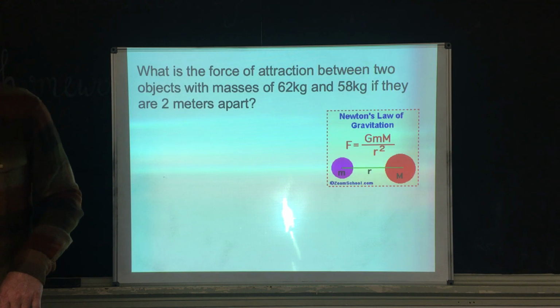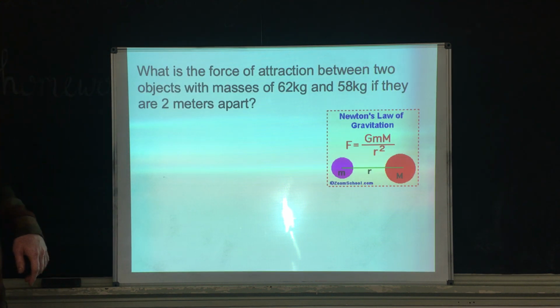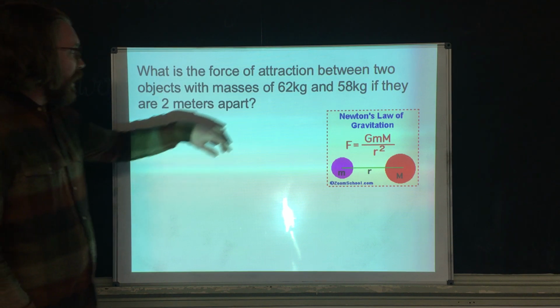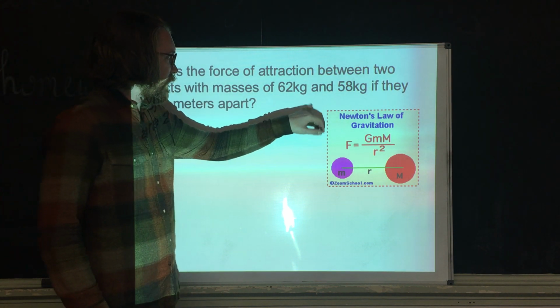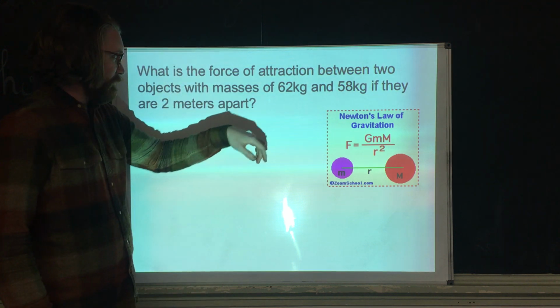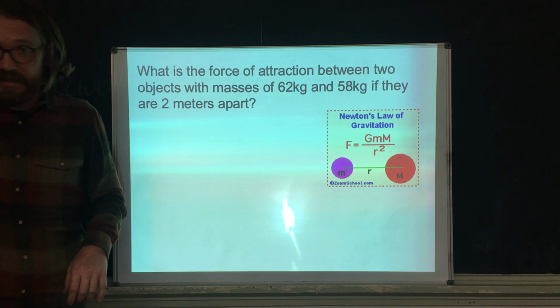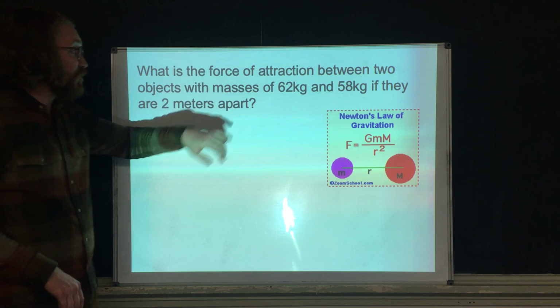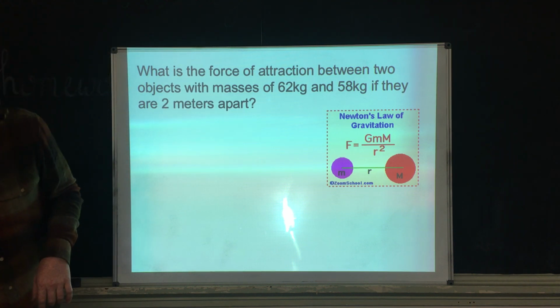How much force is there between two objects? One object is 62 kilograms. The other object is 58 kilograms. If they're 2 meters apart.